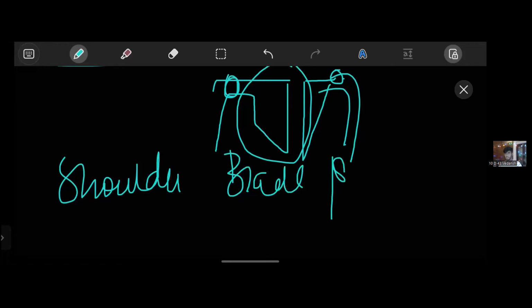And sternum. What is the sternum? Sternum is basically, if you run your hand down your throat, when you reach the thoracic cavity, you will feel that it is flat over there. That is the sternum.